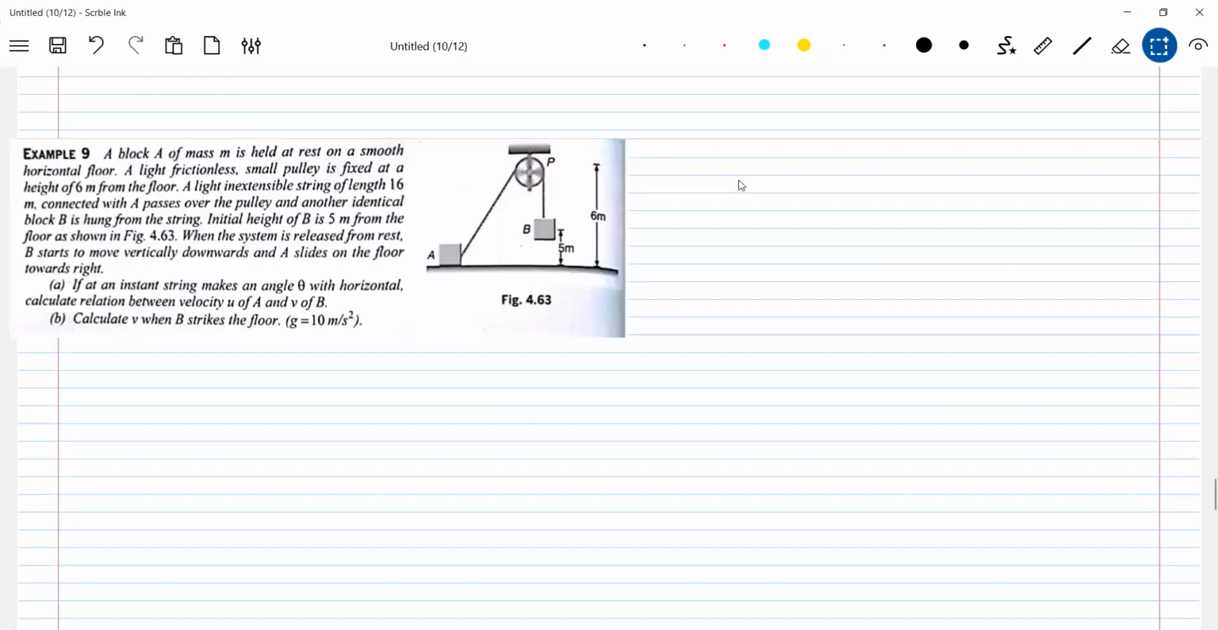Block A of mass m is held at rest on a smooth horizontal floor, with a light frictionless pulley. The string length is 16 meters. Initial height of B is 5. B starts to move vertically down and A slides on the floor. The string makes an angle theta with the horizontal. Calculate the relation between velocities. Calculate V when B strikes the floor.